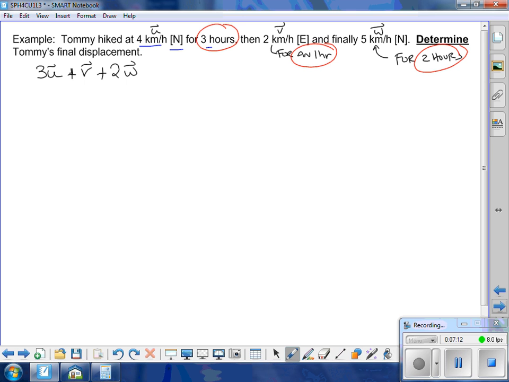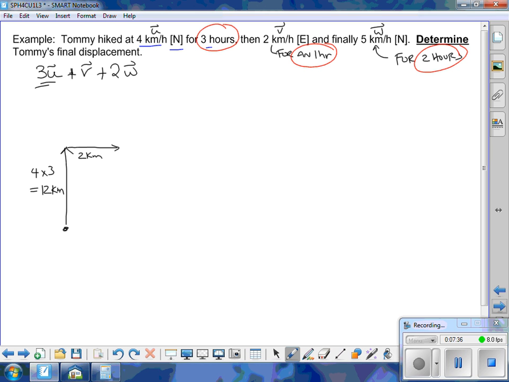So that first one, okay? Tommy hiked 4 kilometers an hour north for 3 hours. So he did it 3 times. So he went north. So 4 times 3 is 12 kilometers. So in that first leg, he went 12 kilometers. Then he went east for 1 hour. So in 1 hour, he would have gone 2 kilometers. In the final one, he went north again, and he did it for 2 hours. So 2w, 2 times the 5 gives me 10 kilometers. That's really the only difference between this example and the previous example, dealing with these multiples.